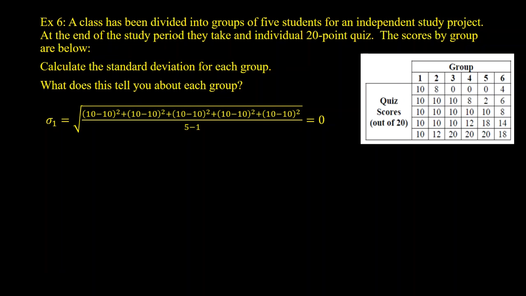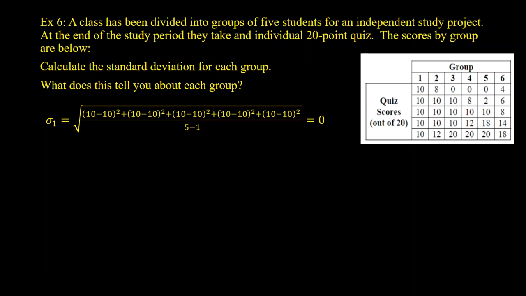Okay, so for group 1, they all had the same score. There's no variation. There's no spread of it. There's no standard deviation. There's no difference between scores. That's what it's telling us. And that should make sense for group 1. Now group 2 does have some variation. You have a score of 8 and a score of 12, so they're not all 10.